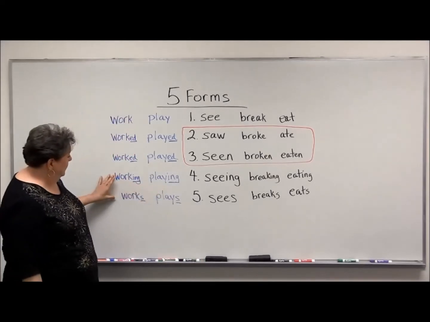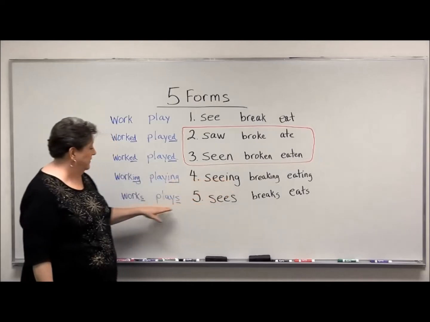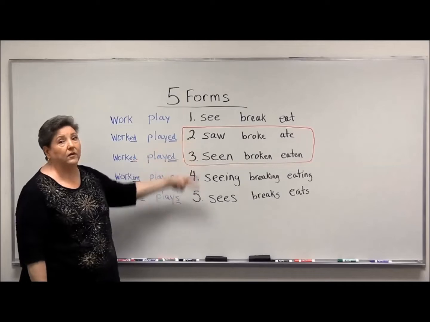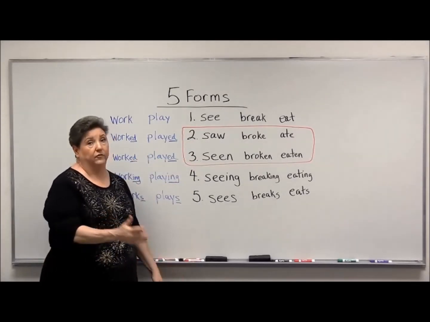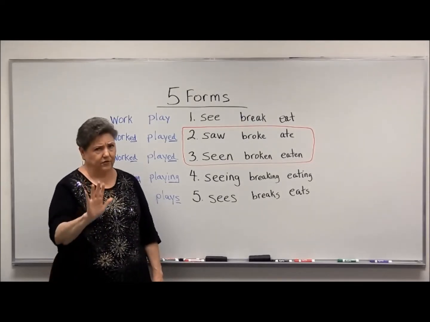See, look at this. Look at 4 and 5. Working, playing, seeing, breaking, eating. It's the same. The only thing that goes irregular is verb 2 and 3. And that's why they do these charts with verb 1, verb 2, and verb 3 on them. Because they're crazy. Because English is crazy, you know.